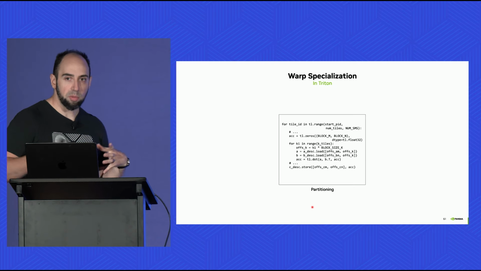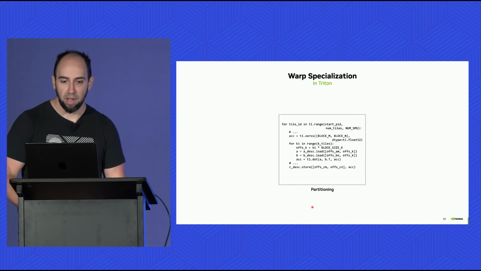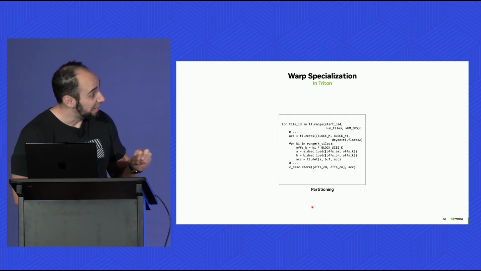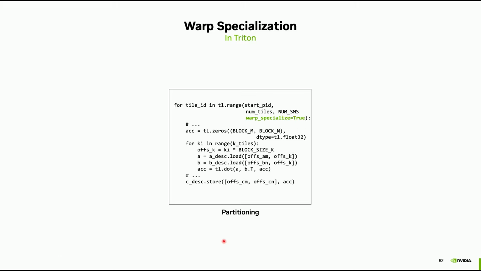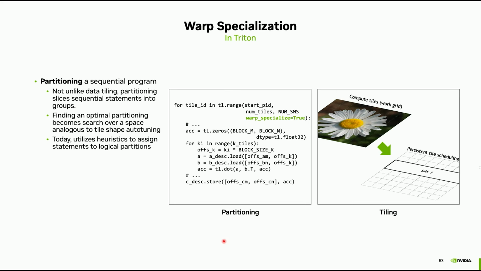So what does warp specialization look like in Triton? Today, we have this small Triton program. I know it's tiny. It's doing just loads and a dot, and then after its K loop, it stores. We just add warp specialization equals true. And that then tells the compiler to use its automatic warp specializer to introduce the following things. Mainly, the first step is partitioning.